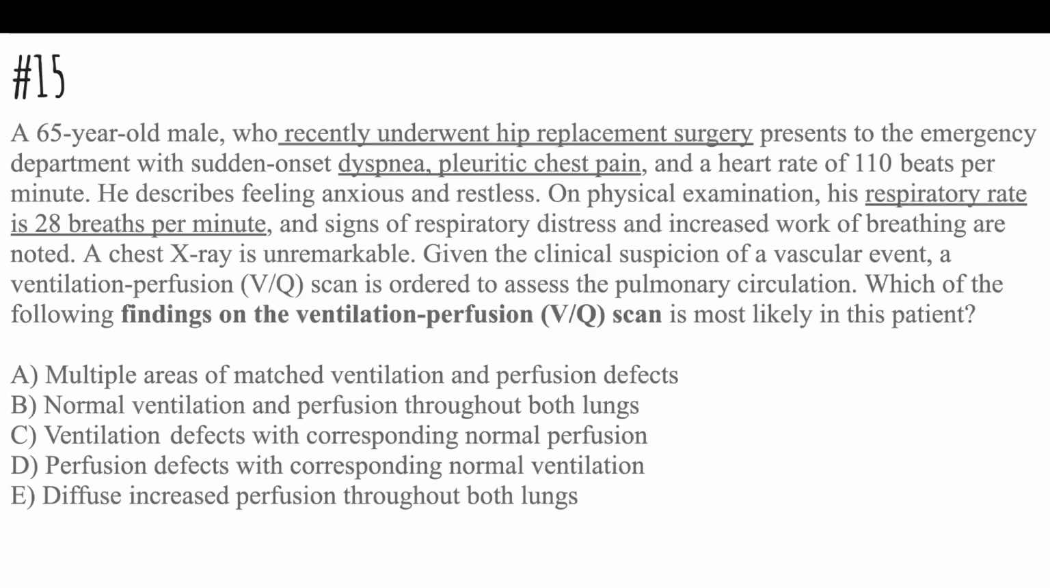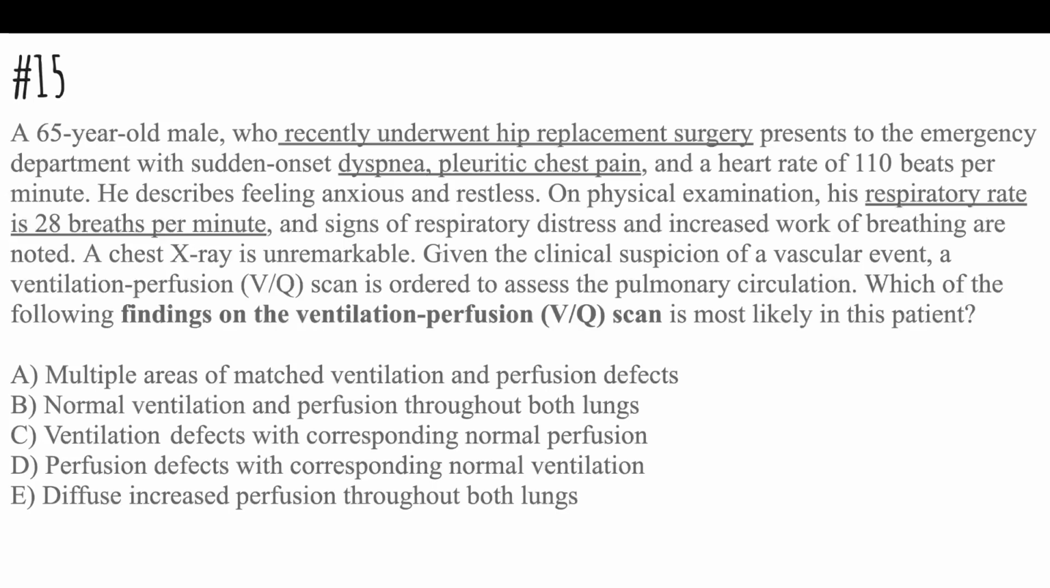A, multiple areas of matched ventilation and perfusion defects. This isn't the typical presentation of a PE, as we just mentioned, because PE usually has well ventilated parts and then poorly perfused parts. Also, based on the patient's presentation, the symptoms of dyspnea and pleuritic chest pain make A wrong.